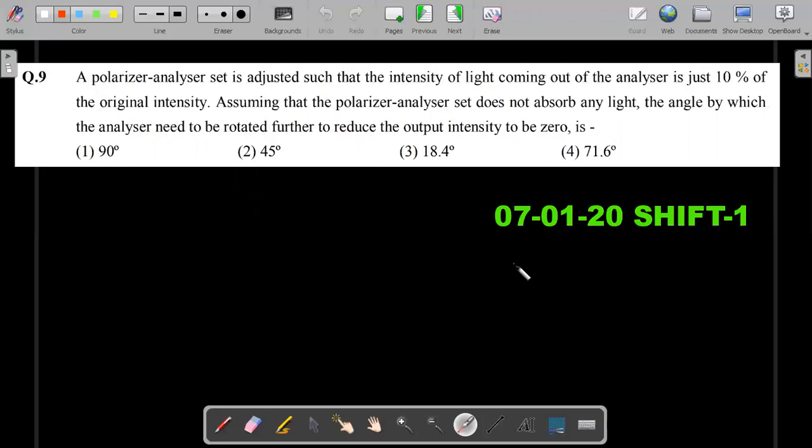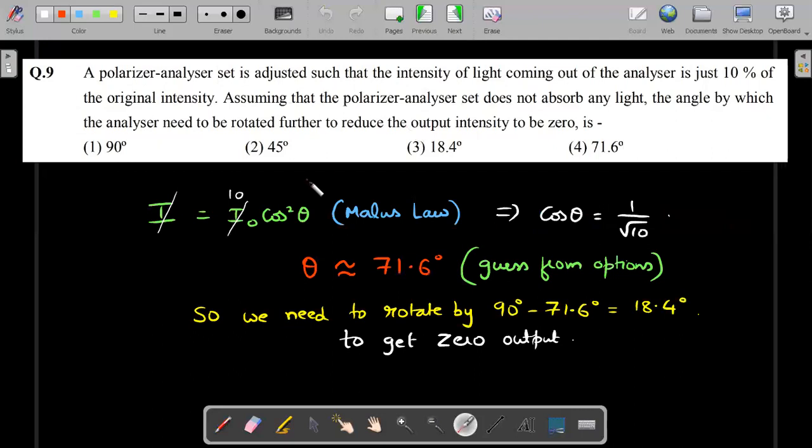Here's the solution. About 90% of the time, polarizer-analyzer problems are based on Malus's law. Malus's law is about the intensity coming out of a polarizer when polarized light is sent into it. If the output intensity is I, then it is equal to I naught into cos squared theta. Since only 10% is coming out, you can cancel and make it cos theta is 1 by root 10.